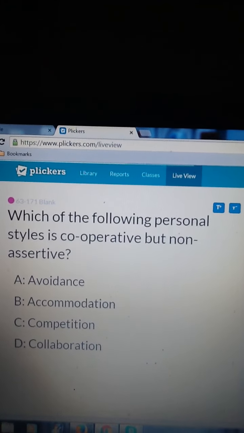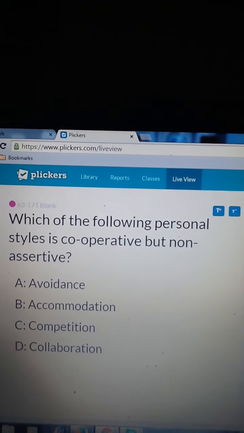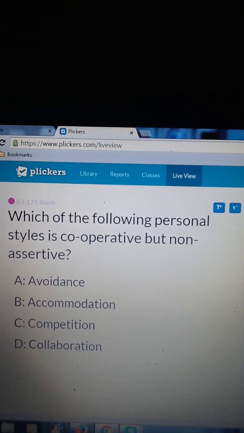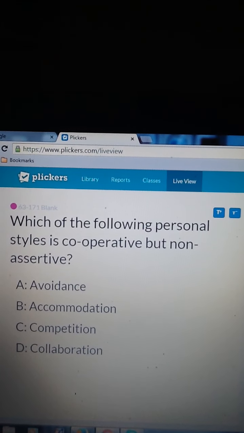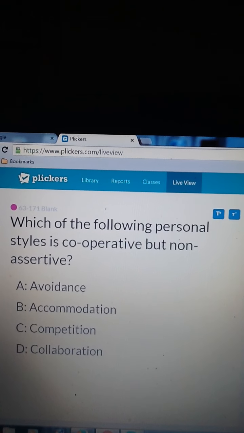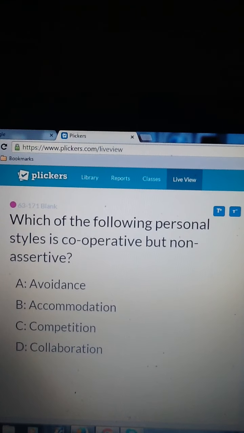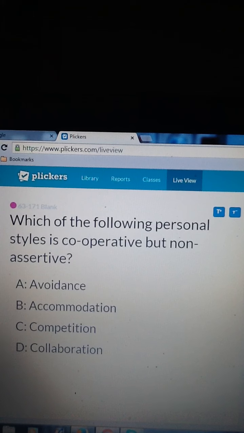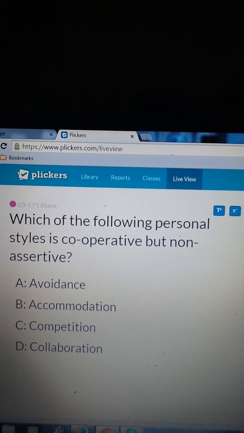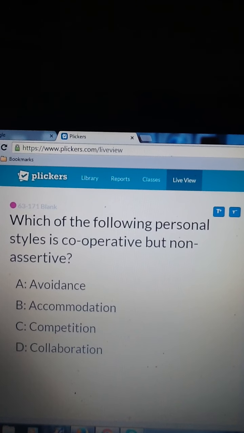Then moving on to the conflict lecture in week 6, which of the following personal styles is cooperative but non-assertive? A, avoidance, B, accommodation, C, competition, or D, collaboration? The answer is B, accommodation.